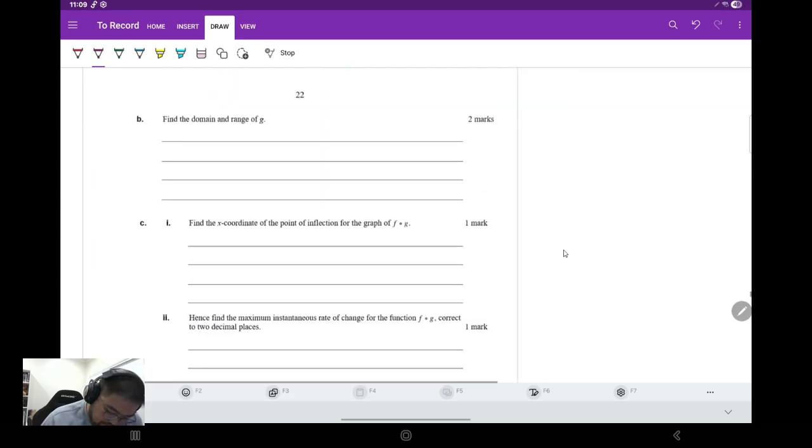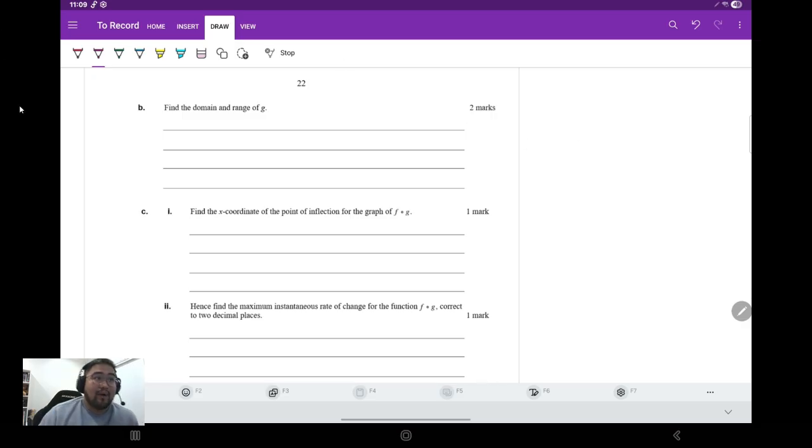Okay, moving on. Find the domain and range of this. So, the domain of f of g is equal to the domain of g.